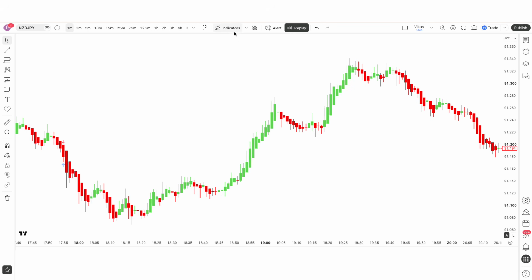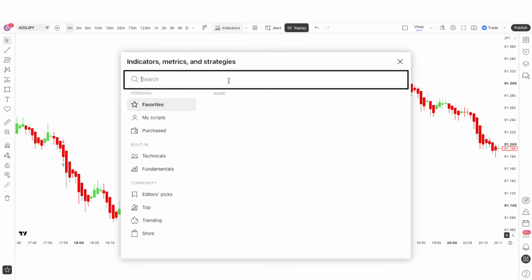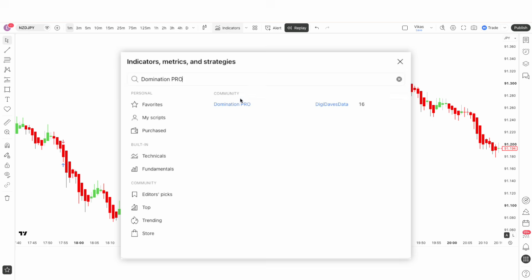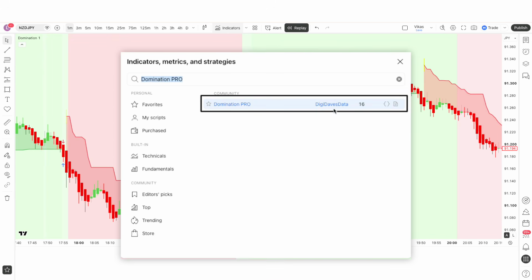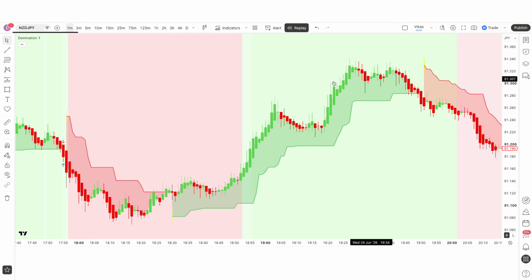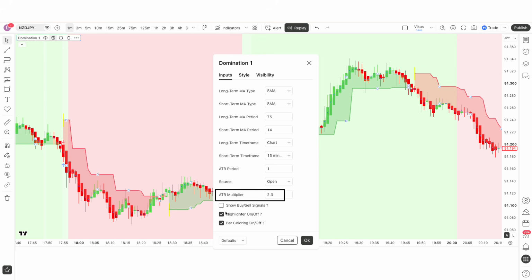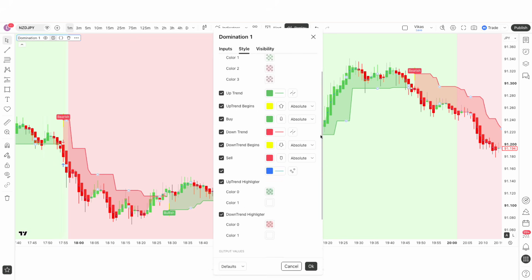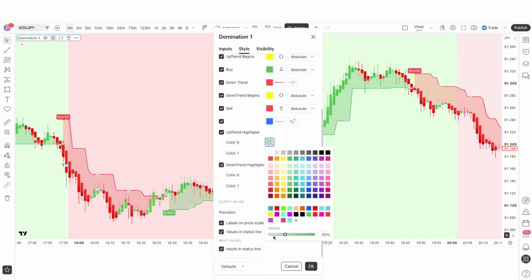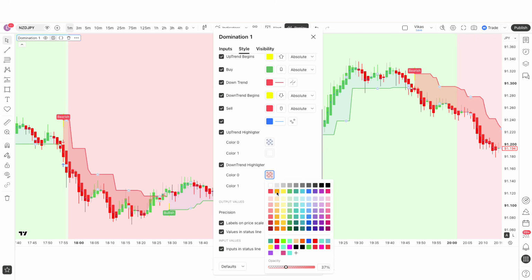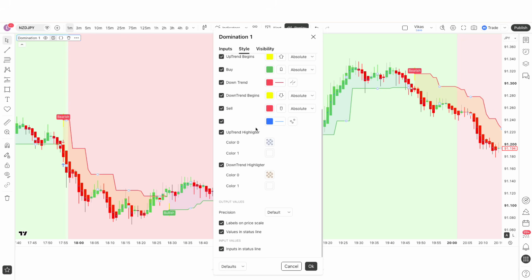Head over to the Indicators tab and search for the Domination PRO. Select the indicator made by DigiDave's data and add it to the chart. Now change the indicator settings for perfect signals. First, change ATR period from 2 to 1. Keep these options checked. After that, change uptrend highlighter color 0 from green to blue. Then change downtrend highlighter color 1 from red to orange. Here everything is fine after that.